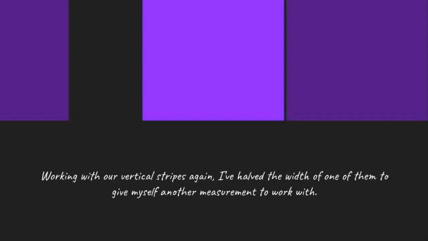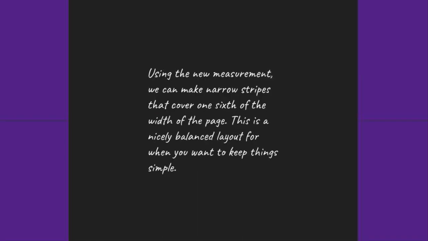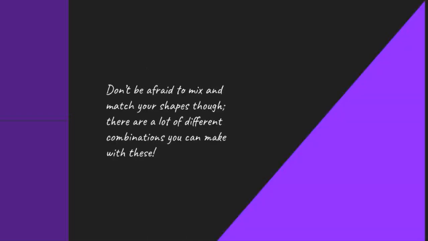Working with our vertical stripes again, I've halved the width of one of them to give myself another measurement to work with. Using the new measurement, we can make narrow stripes that cover 1/6 of the width of the page. This is a nicely balanced layout for when you want to keep things simple. Don't be afraid to mix and match your shapes though. There are a lot of different combinations you can make with these.